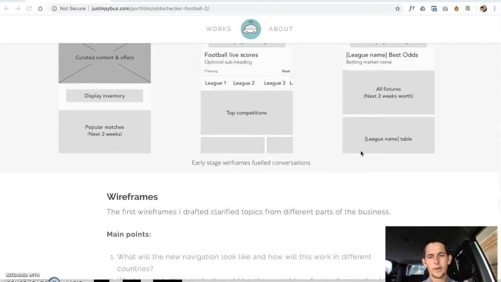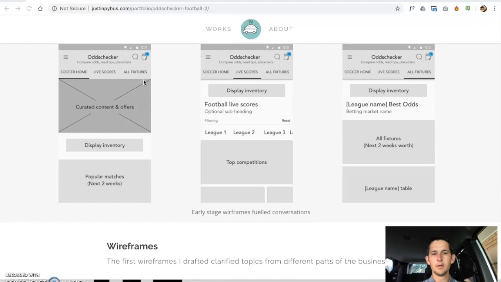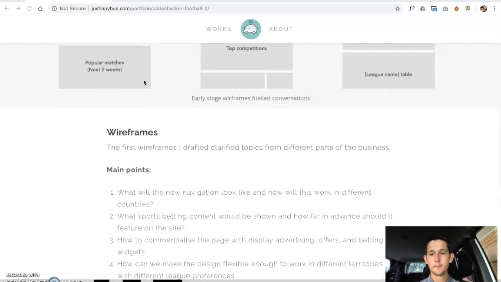So we came up with a bunch of wireframes for different areas of the website. Here we can see soccer home, live scores, and then all fixtures. And the information architecture, the way that we group the content, was all structured on that competitor benchmarking. So definitely a very data-driven approach. We had a bunch of facts behind us. We definitely weren't just going on what we thought was best, but we had really informed ourselves before we had even got into the wireframes, and that's pretty important.